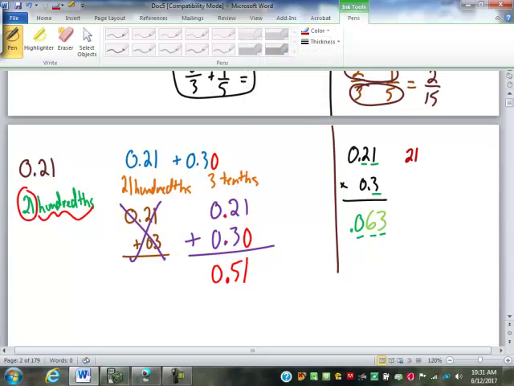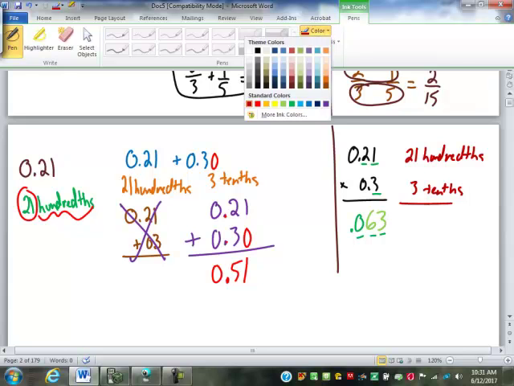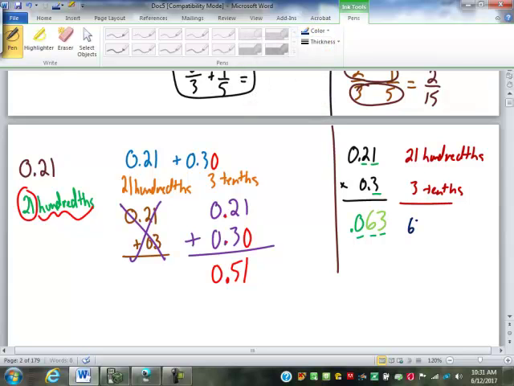Well, this is 21 hundredths. This is 3 tenths. When you multiply, you do combine the counts. 21 times 3 is 63. But then you also combine the names. Hundredths times tenths is thousandths. So when you're counting those decimal places and putting that many decimal places in your answer, all you're really doing is combining the names.